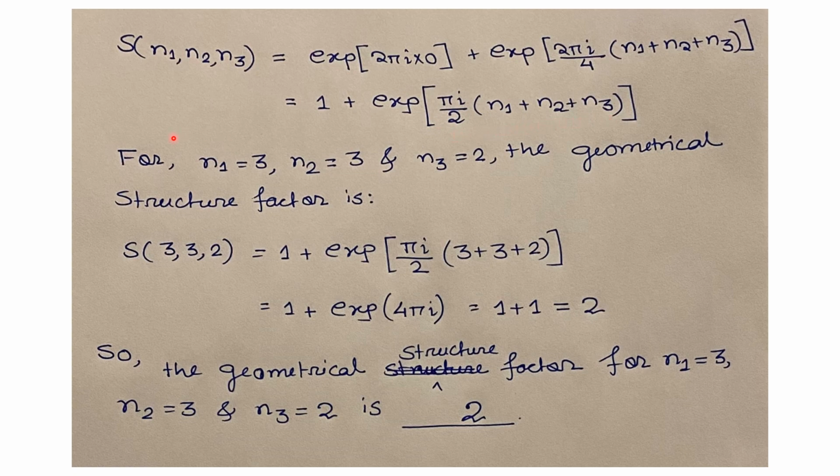Now, according to the question, n1 equals to 3, n2 equals to 3 and n3 equals to 2. So, the geometrical structure factor is S of 3, 3, 2 equals to 1 plus exponential of pi iota by 2 times 3 plus 3 plus 2. So, this will give exponential of 4 pi iota. So, we will have the structure factor 1 plus exponential of 4 pi iota. Now, exponential of 4 pi iota is basically 1. So, we will have the structure factor 1 plus 1, that is 2. So, the geometrical structure factor for n1 equals to 3, n2 equals to 3 and n3 equals to 2 is 2.